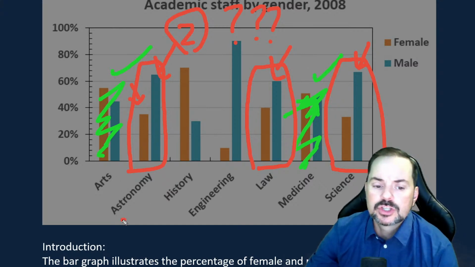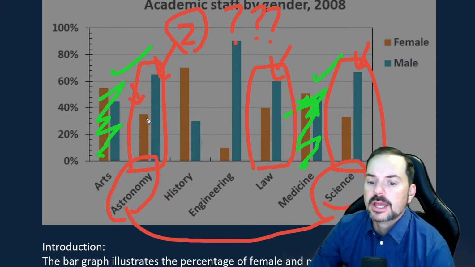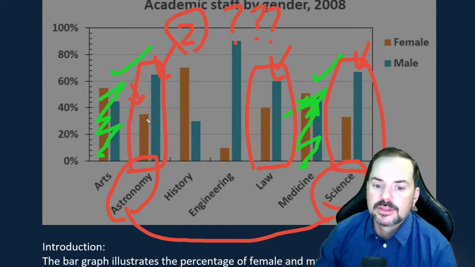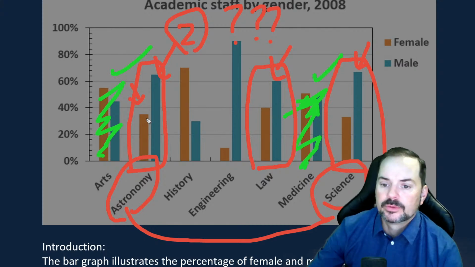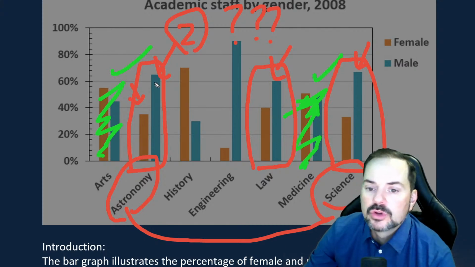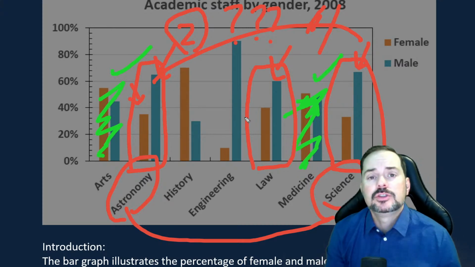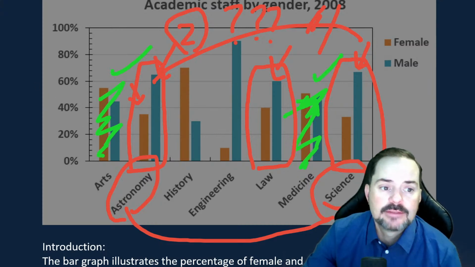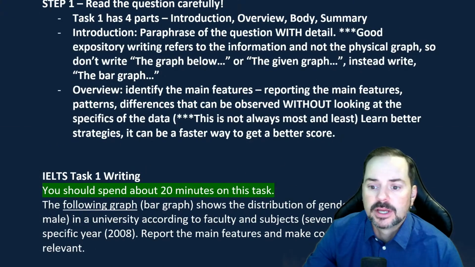So notice how astronomy and science are the same. They're both 35% women and 65% men. Then law is kind of similar with 60% men. So at least group them, okay? Don't write it separately. Wherever you can group together the information, make sure you group it. You want to be concise. Concise writing means using the least words necessary to explain the information clearly. You must have concise writing for high band scores, okay? This is a very important tip. Keep this in mind.